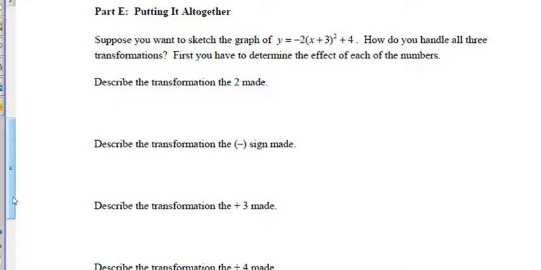Suppose you want to sketch the graph of y equals negative 2 times (x plus 3) quantity squared plus 4. How do you handle all 3 transformations? First, you have to determine the effect of each of the numbers. Describe the transformation the 2 made.